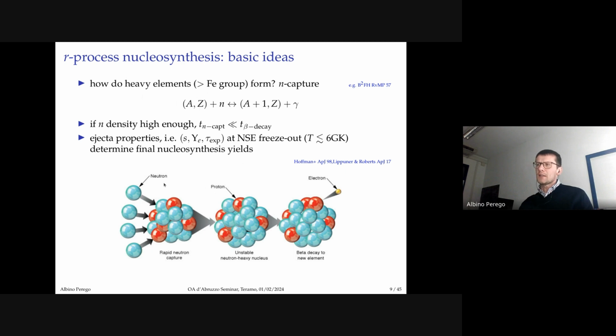And in the case that the density of neutrons is so high that the timescale for the neutron capture is much smaller than the timescale for the beta decay, this is exactly what happens in the case of the r-process nucleosynthesis, where r stands for rapid because of this reason. And in particular, the density that we measure inside the ejecta of a binary neutron star merger is perfect to match the conditions typical for the r-process nucleosynthesis.